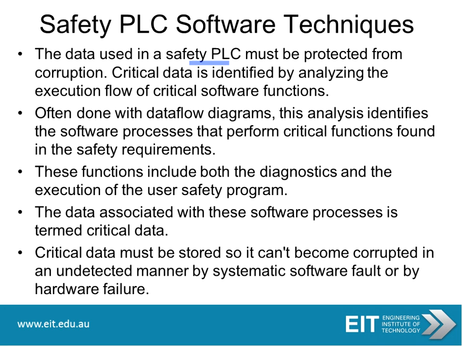Now, the data used in safety PLCs must be protected from corruption. Critical data is identified by analyzing the execution flow of critical software functions. That's often done with data flow diagrams, because this analysis identifies the software processes that perform critical functions that we found in safety requirements. These functions include both the diagnostics and execution of the user's safety program. The data associated with these software processes is termed critical data, and critical data must be stored so it can't become corrupted in an undetected manner by a systematic software fault or by hardware failure.